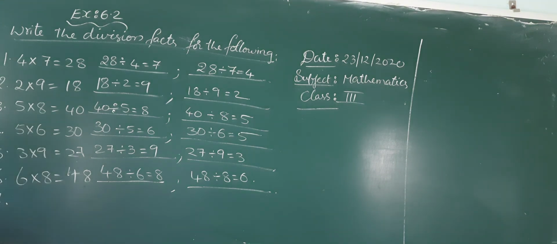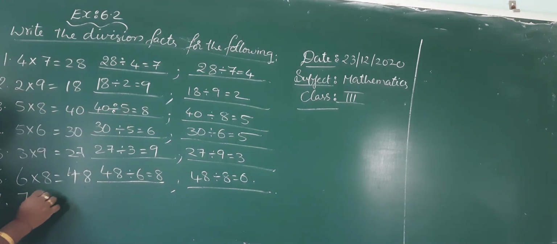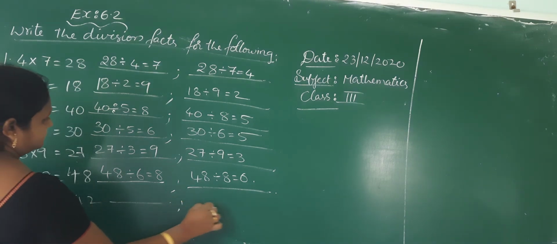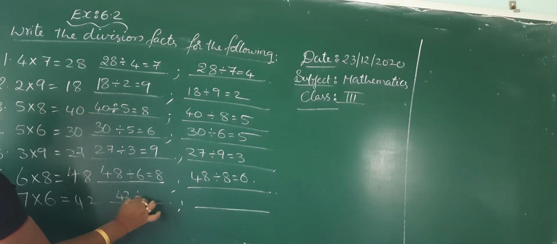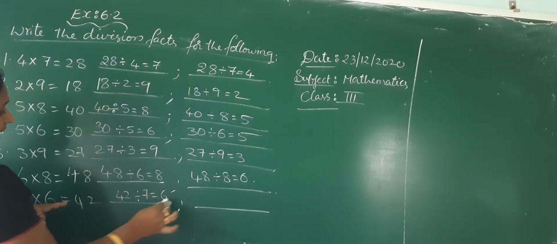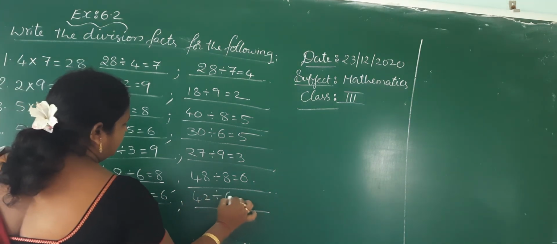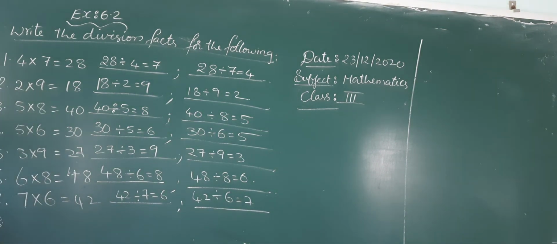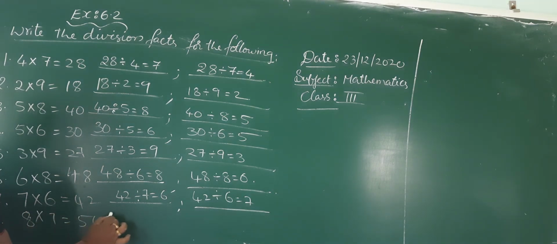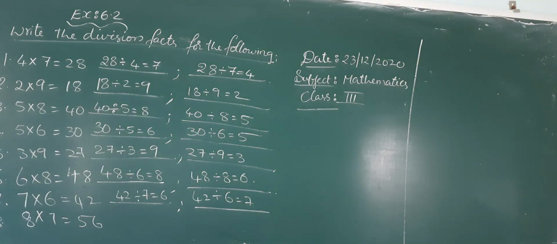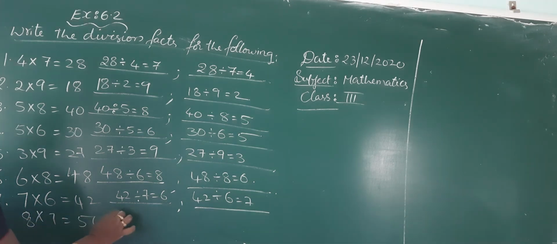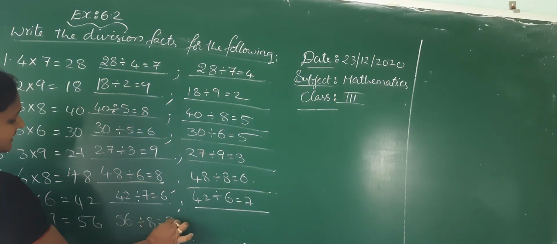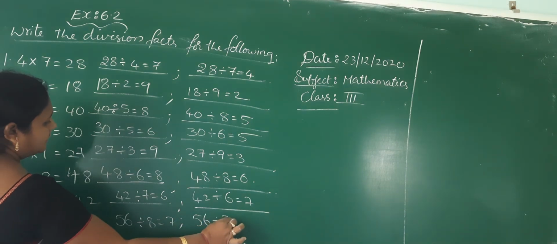See the seventh one, children. 7 6s are 42. So 42 divided by 7 equal to 6. Again 42 divided by 6 equal to 7. See the eighth one, children. 8 7s are 56. Here 56 divided by 8 equal to 7 and 56 divided by 7 equal to 8.